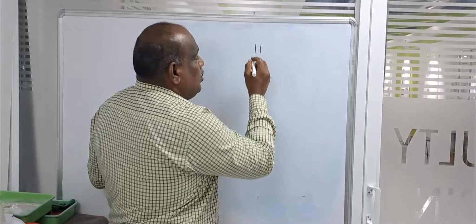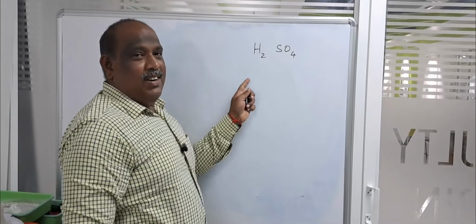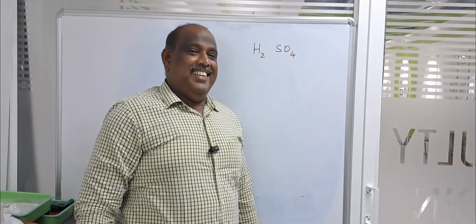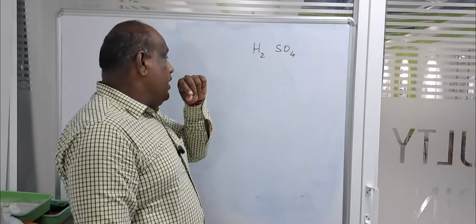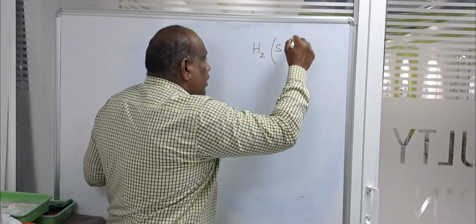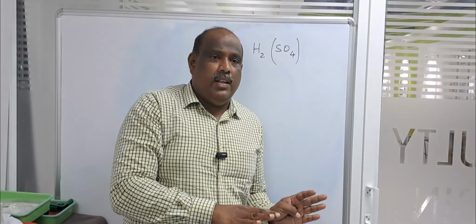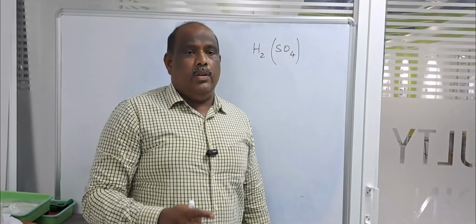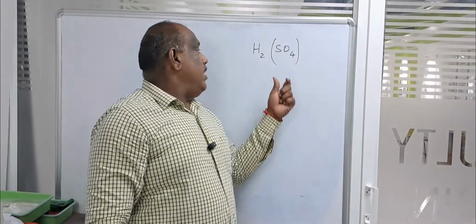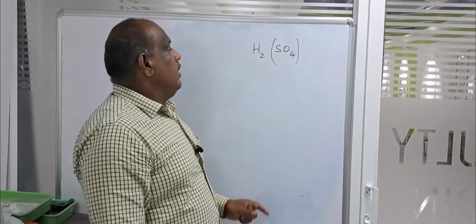Now, what is the formula for sulfuric acid? H2SO4. What is its common name? Hydrogen sulfate. Very good. Now, I want to know the valency of the sulfate group, not sulfur, not oxygen. We know the valency of oxygen is 2, and the valency of sulfur is 2. But I want to find the valency of the group.